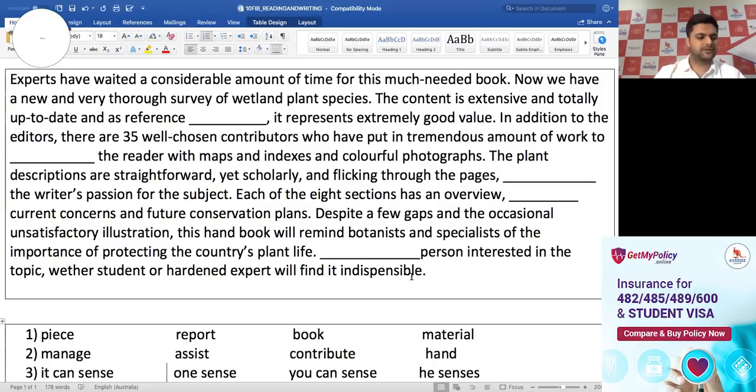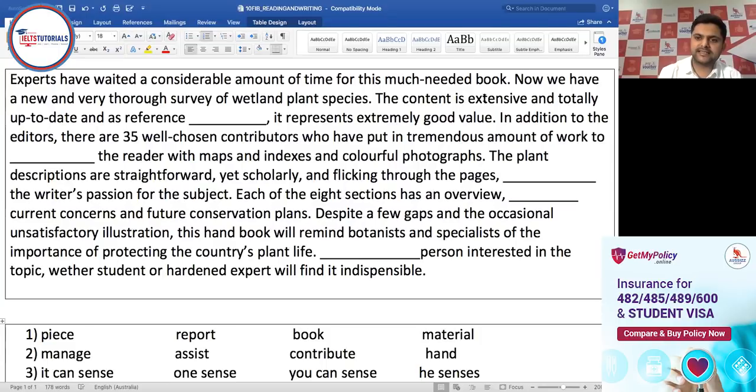All right. So the answer to the first blank is, let's see. Experts have waited a considerable amount of time for this much needed book. So experts have waited for a long time for some book, and that book is a much needed book. Now we have a new and very thorough survey of wetland plant species. So there is a plant species and there's a new and thorough survey of this plant species in that book. So here they're talking about this particular book, which has survey of wetland plant species.